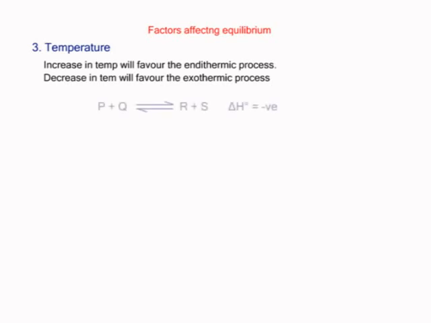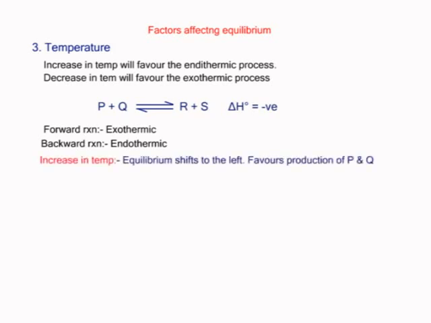For example, if I have a system P plus Q to give me R plus S and the delta H is negative, that means it is an exothermic reaction. The forward direction is exothermic and the backward is obviously endothermic. An increase in temperature will shift the equilibrium to the left to favor the endothermic process.